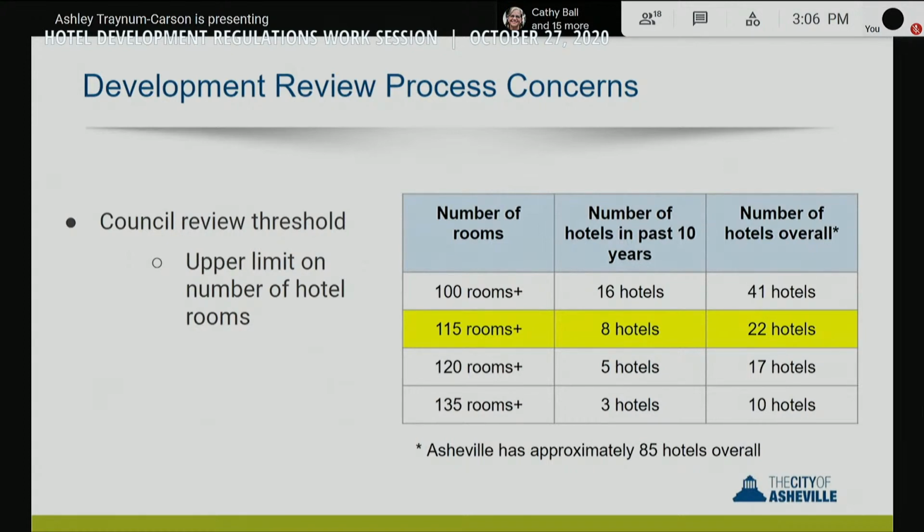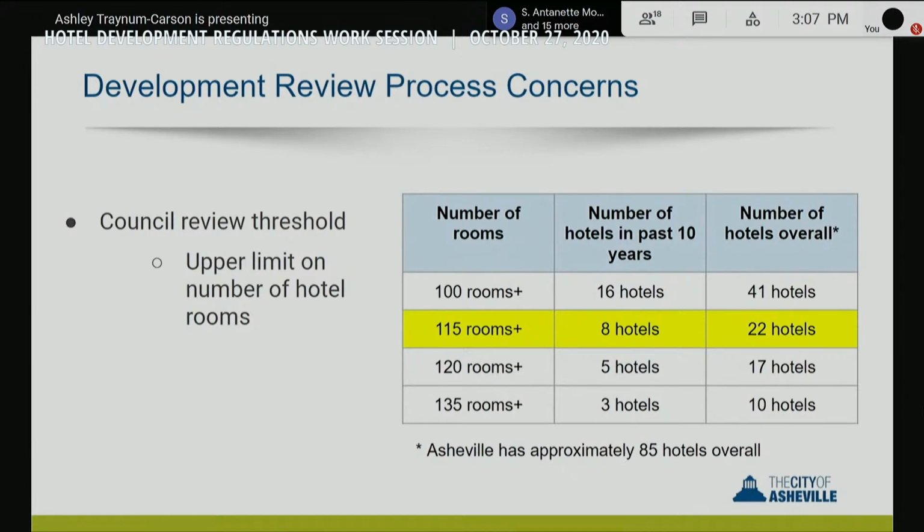Overall, in the last column, at 115 or more rooms, that would represent 22 hotels over the lifetime of all hotels ever approved within the city. We have about 85 hotels approved overall, and roughly at 22 hotels, roughly a quarter of those are 115 or more rooms, just to give you an idea of what that might look like.